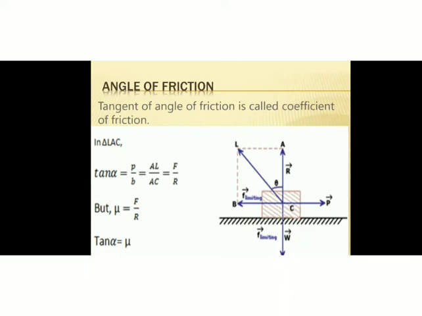Next we can discuss angle of friction. So what do you mean by angle of friction? Angle of friction is the angle whose tangent gives the coefficient of friction.